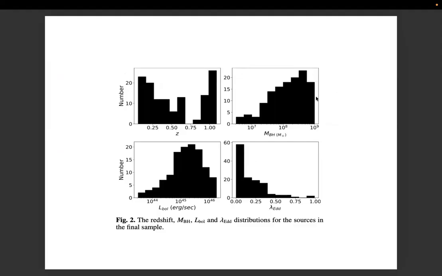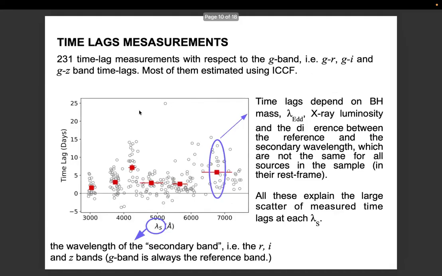We've got quasars. We had to put a cut at high black hole masses and high accretion rates. I explained that with time why we did that. Here's the bolometric luminosity, and here is a range of redshift in our sources. These are not nearby sources like the other ones. And here is a plot of the observed time lags.